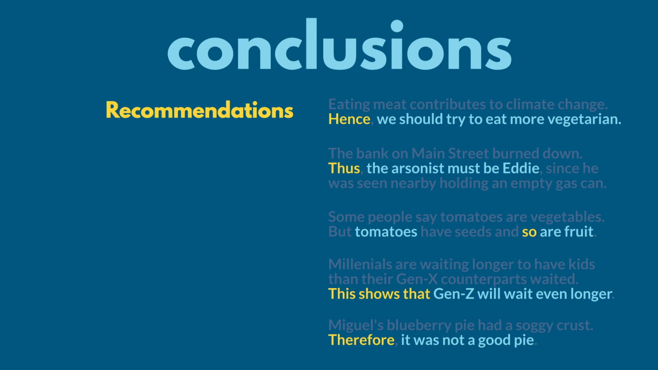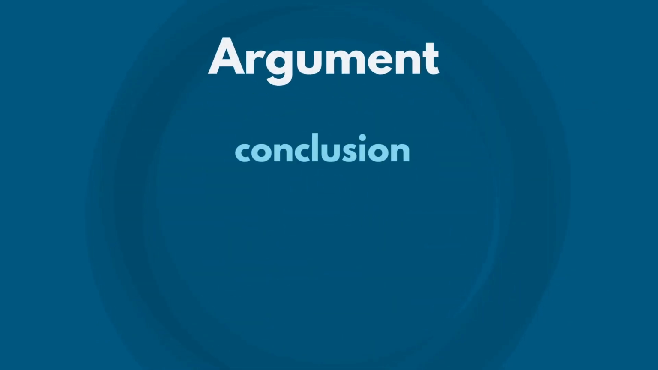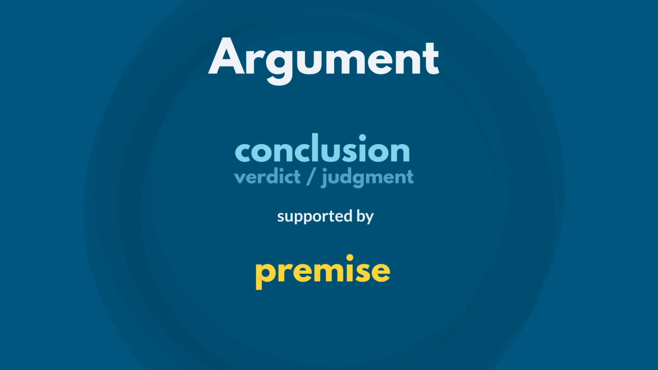Now there's different types. You can make a recommendation, that's called normative or prescriptive. Sometimes the conclusion is a causal claim or accusation. A lot of these are rebuttals. A lot of them are predictions, and then a lot of them are just sort of judgments or labels. So summarizing where we're at. We're looking at arguments, which by definition means a conclusion, some verdict or judgment that's supported by at least one premise or some body of evidence.